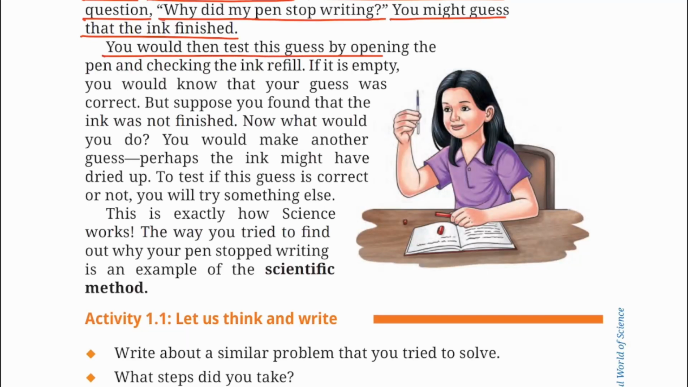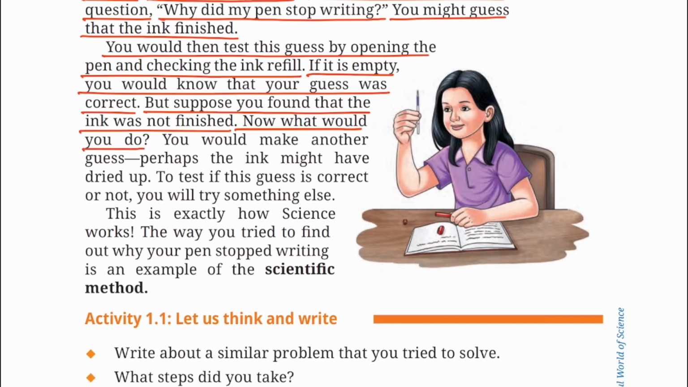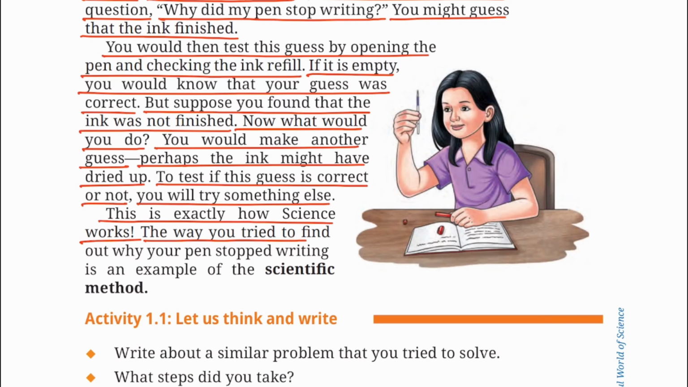You would then test this guess by opening the pen and checking the ink refill. If it is empty, you would know that your guess was correct. But suppose you found that the ink was not finished. Now, what would you do? You would make another guess. Perhaps the ink might have dried up. To test if this guess is correct or not, you will try something else. This is exactly how science works. The way you tried to find out why your pen stopped writing is an example of the scientific method.